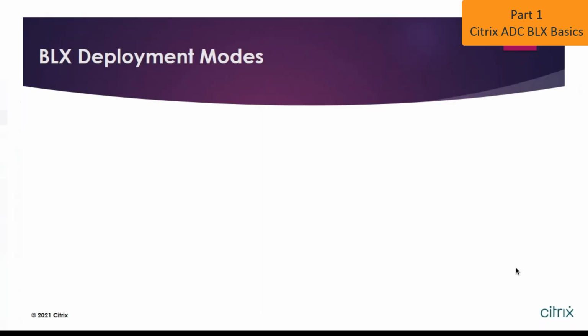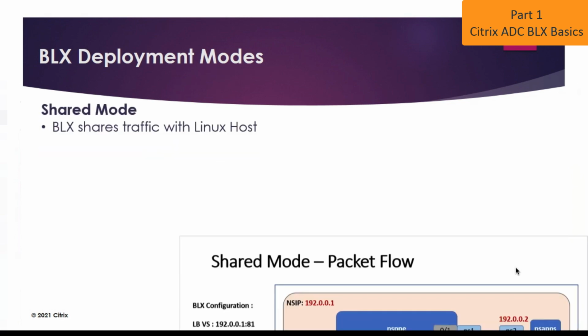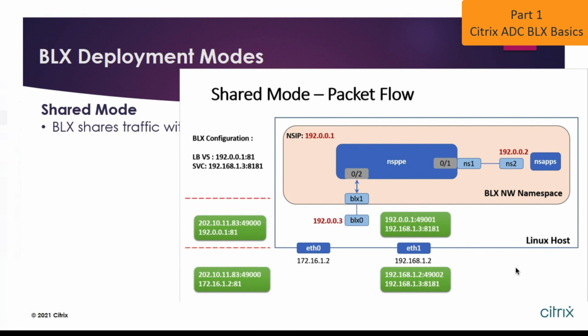Let's talk about the different deployment modes available in BLX. To start with, we have the BLX shared mode. In shared mode, the networking stack is shared with the Linux. What happens here is, we have a separate BLX network namespace, but none of the interfaces are part of the BLX namespace. Whatever traffic lands on the Linux NICs has to be routed to the BLX. So we will be leveraging IP tables rules to route the traffic in and out of the BLX.